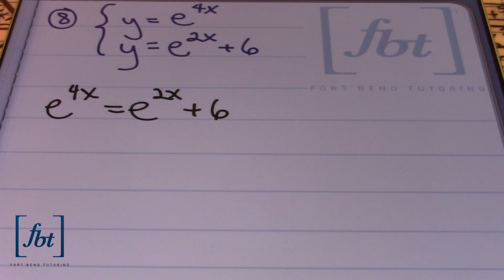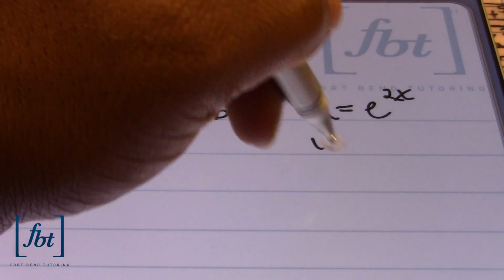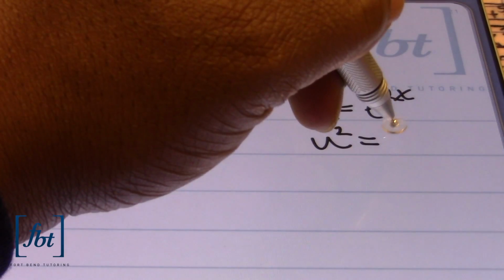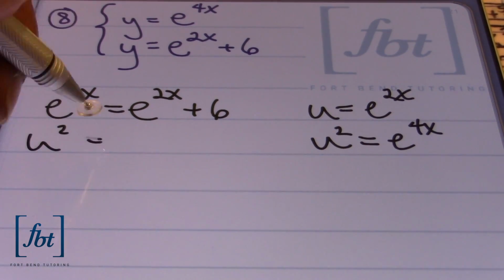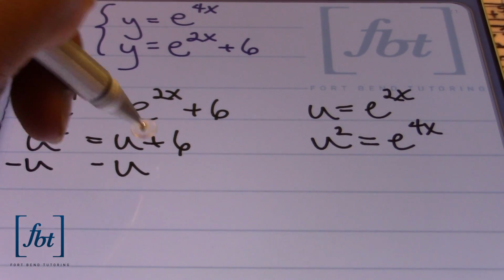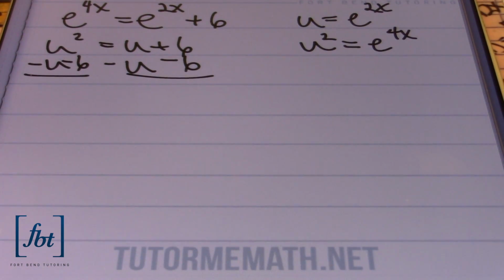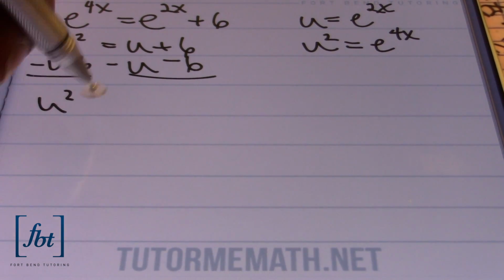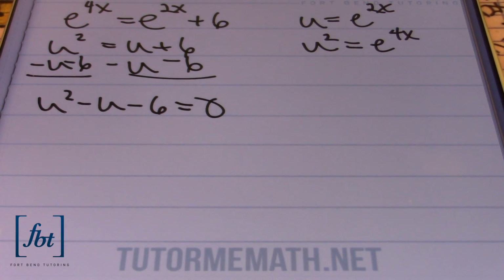We'll be using substitution. We can go ahead and set that up now. We'll say that e to the 2x is equal to u, and that u squared must be e to the 4x. Okay, so using our substitution, we'll have u squared equals u plus 6. Then setting the equation equal to 0 by subtracting u from both sides as well as subtracting 6 from both sides, we can rewrite this as u squared minus u minus 6 equals 0.